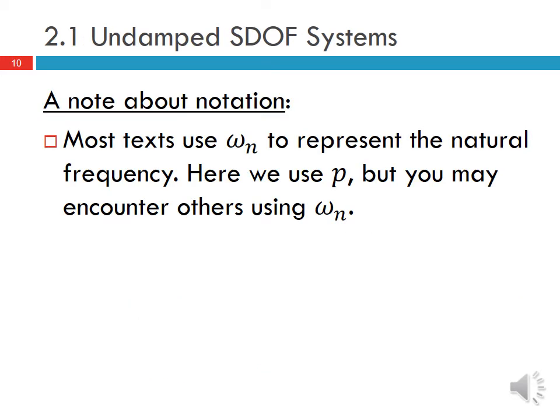Now it's important to make a note about the notation here. Most texts actually use omega n to represent the natural frequency. Here we use p, but you may encounter omega n in other texts, and it is equivalent. We just use p in this lecture series as well as the online notes.